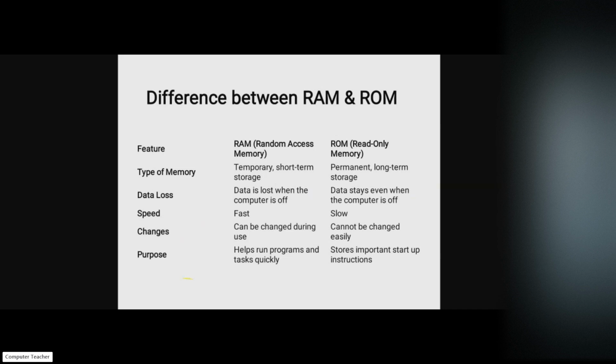Difference between RAM and ROM. The feature: RAM is random access memory, and ROM is read-only memory. The type of memory: RAM is temporary, short-term storage.